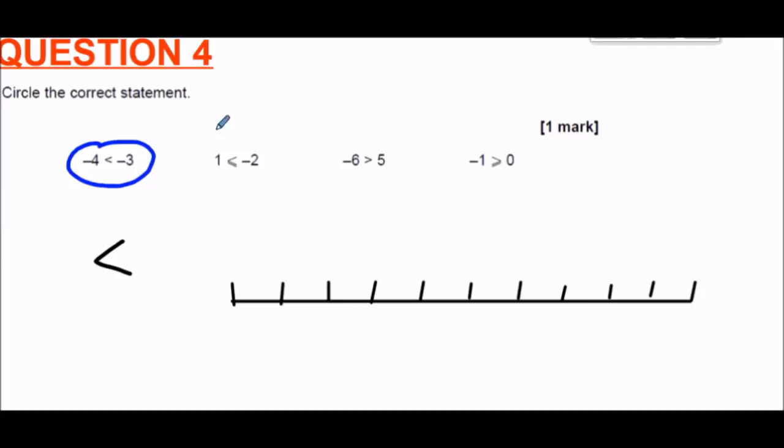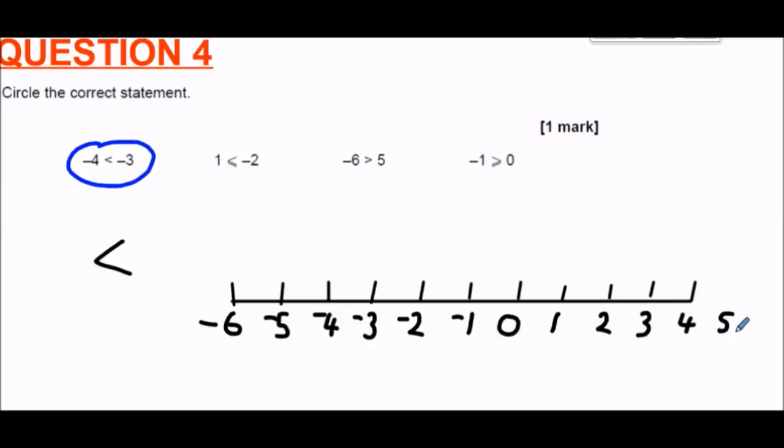So if you just imagine that we have, say, -6 here, one bigger is -5, one bigger -4, -3, -2, -1, 0. Then 1, 2, 3, 4, 5, and so on. So in terms of size of numbers, this end is bigger, and going the opposite way, towards the negative end, the numbers would be going smaller.